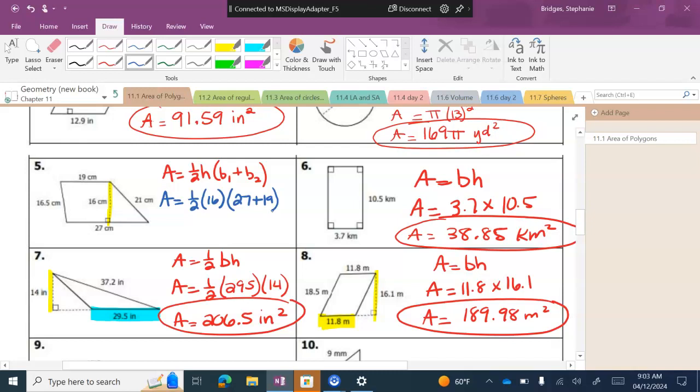Then we're going to put in 16. And then we're going to close the parenthesis. Then we're going to open another parenthesis. And we're going to enter 27 plus 19. And then close that parenthesis. Your calculator knows that you are multiplying when you're putting numbers next to parentheses. So 0.5 times 16 with my parentheses. Open another parenthesis, do 27 plus 19. Close that parenthesis. And hit equal.